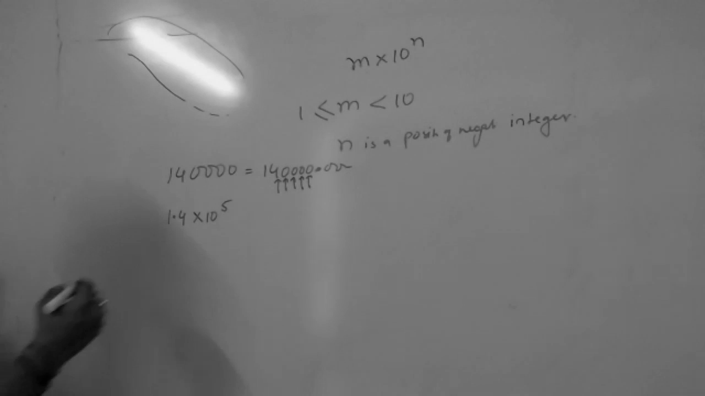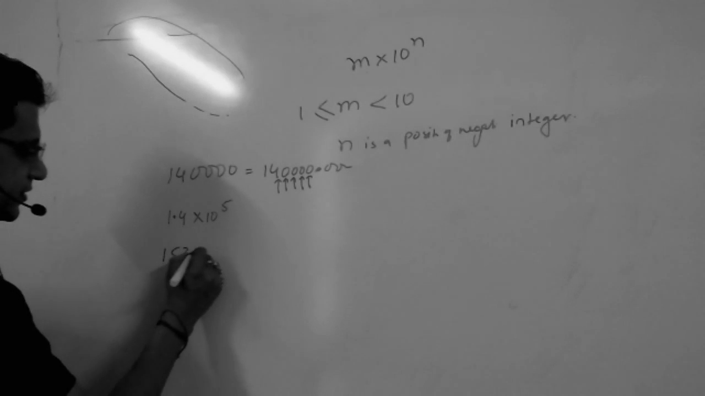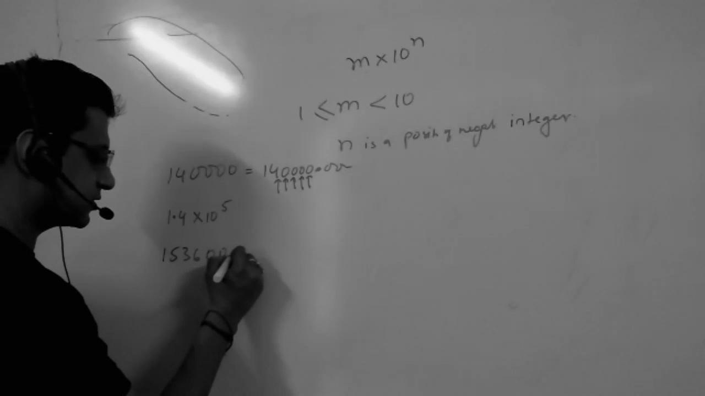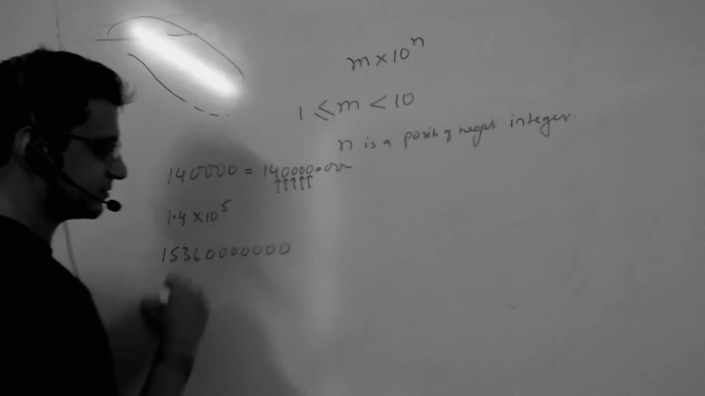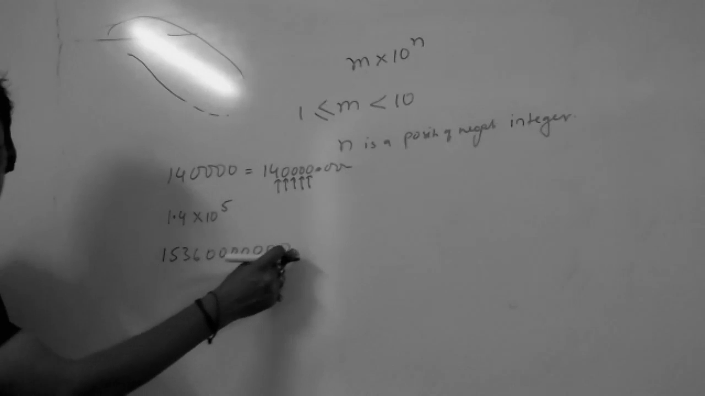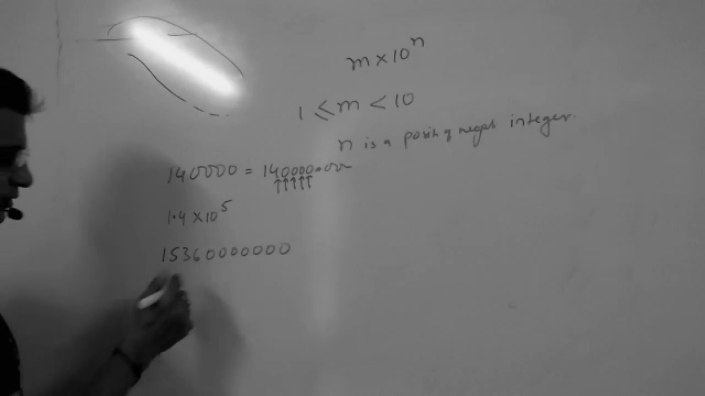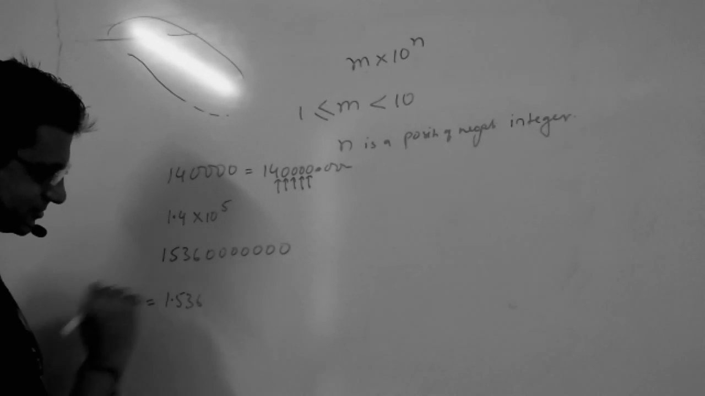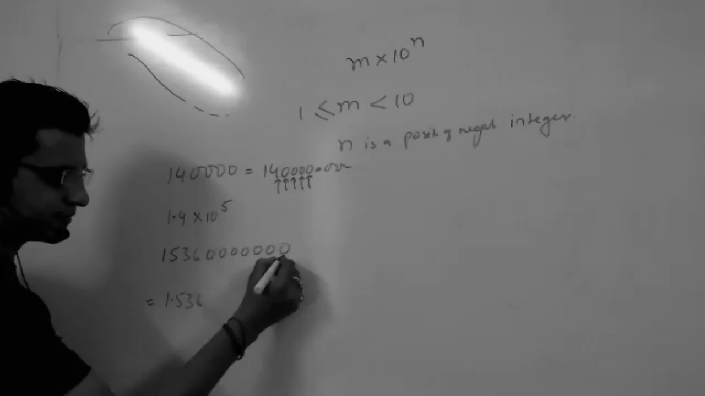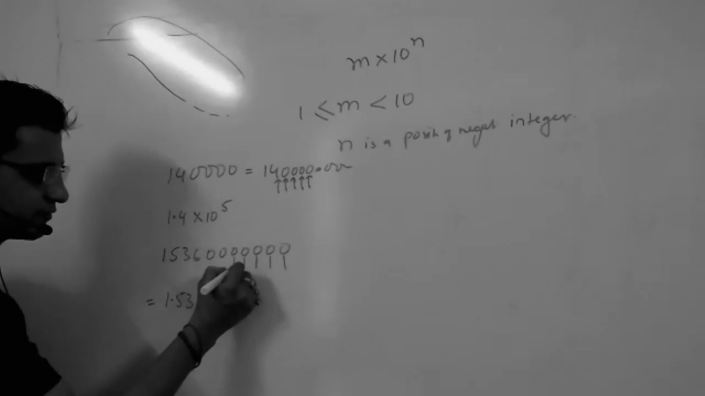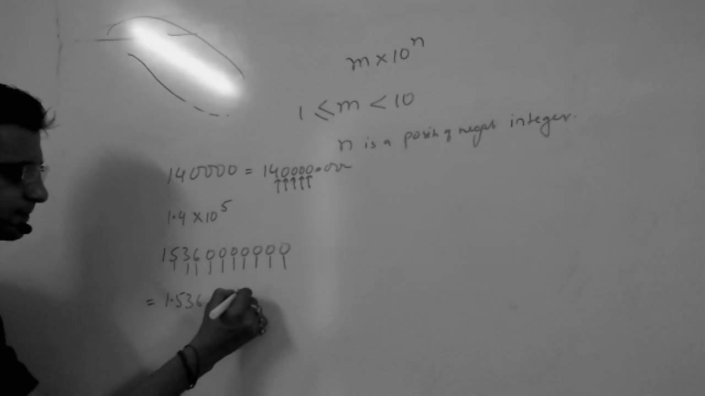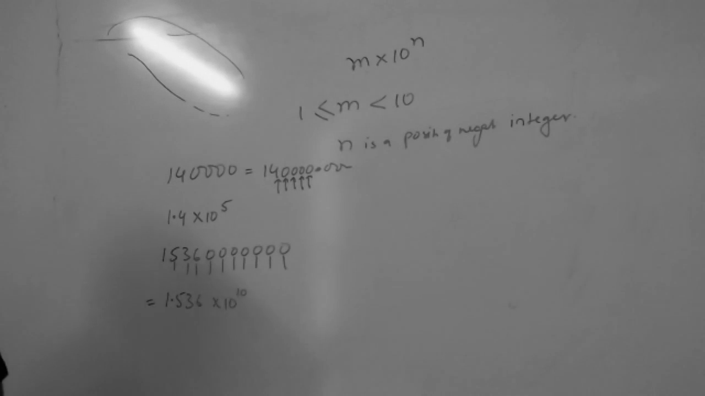Now next is 1 5 3 6 3 6 1 2 3 4. Count: 1 2 3 4 5 6 7. So assuming the decimal is here, you have to put it in standard form. So you can write 1.536. Okay, how many places have you moved it? 1 2 3 4 5 6 7 8 9 10. So into 10 to the power 10. Correct?